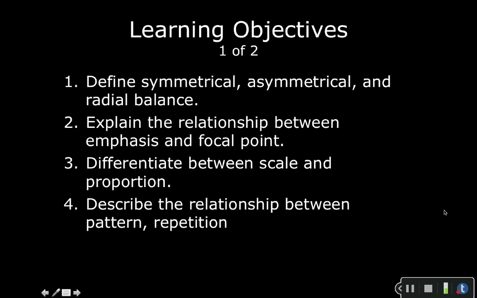So let's get going with our learning objectives for this lecture. We'll begin by talking about symmetry as well as asymmetry, and then we'll also talk about radial balance. We'll explain the relationship between emphasis and focal point. And then we'll differentiate between scale and proportion.